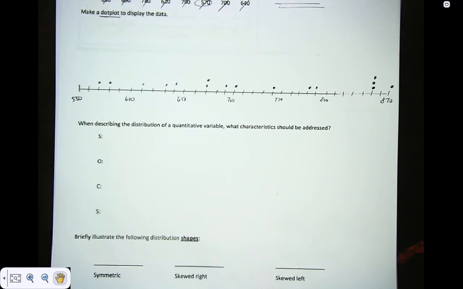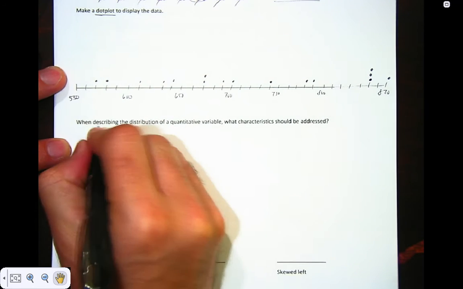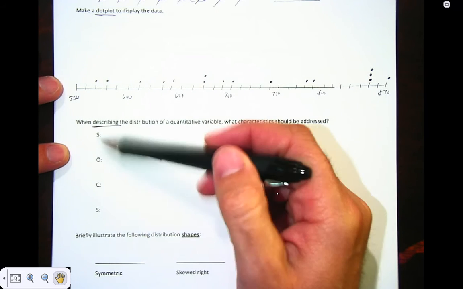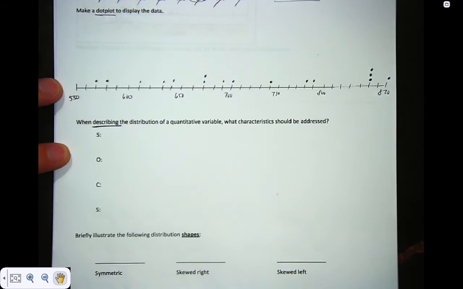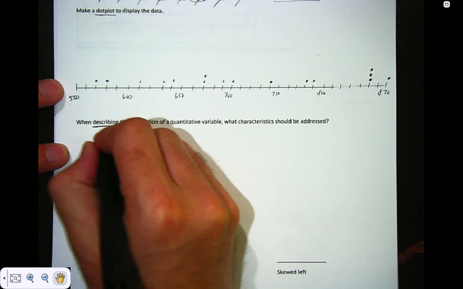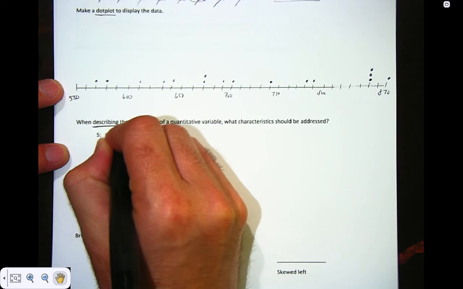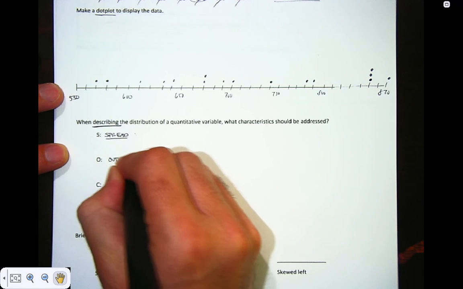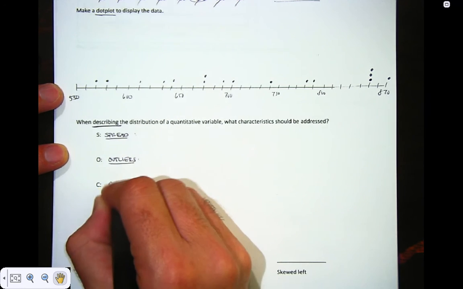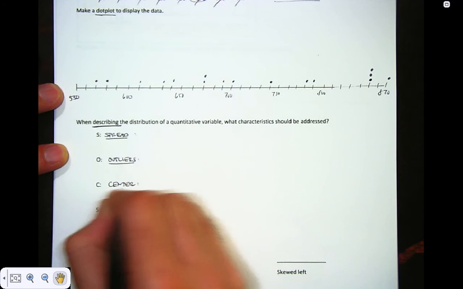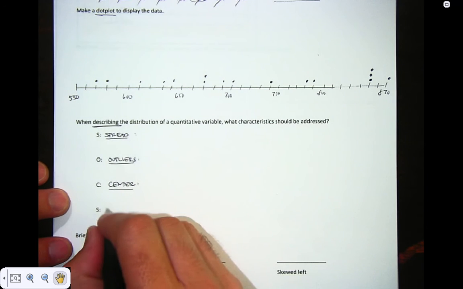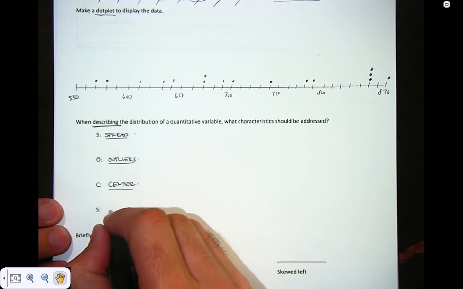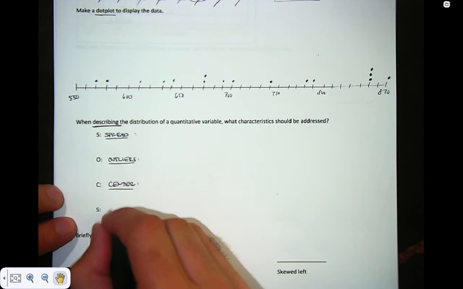Okay, so when you are asked to describe data in this class, you don't have a choice. You need to use this acronym SOCS. It's not spelled correctly. It's just SOCS. And this S stands for, we're going to say spread. This O stands for outliers. This C stands for center. And this S stands for spread, and what am I missing here? Shape.